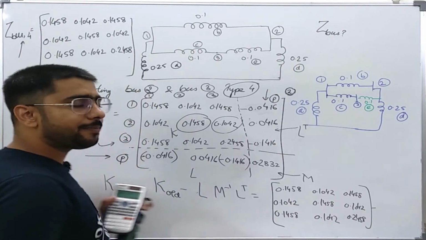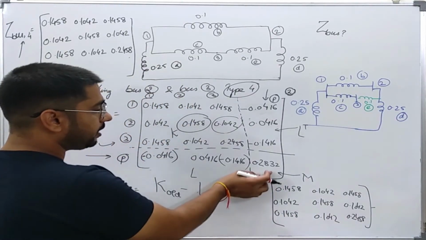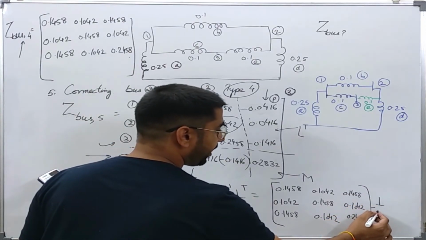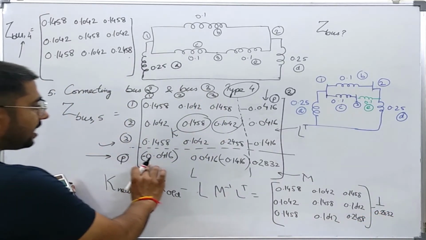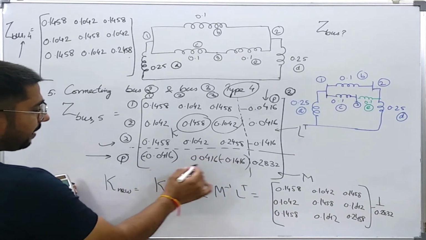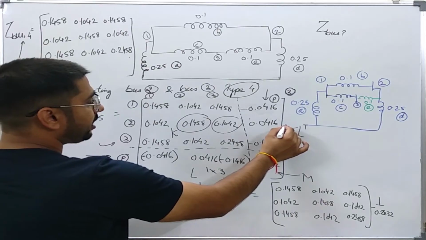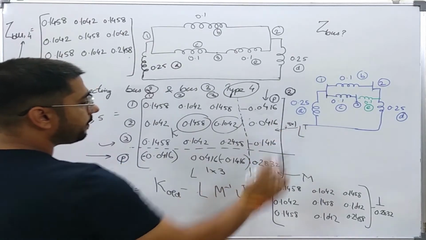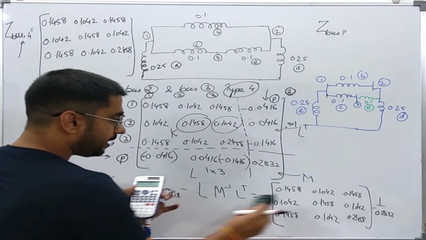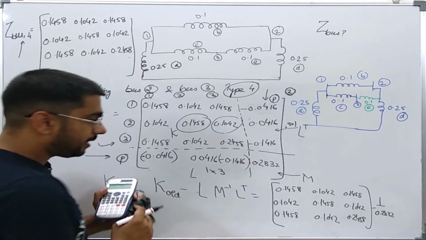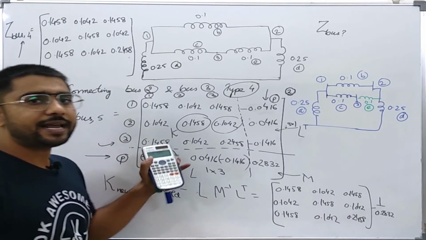For a single element matrix, inverse is just the reciprocal. So I will write it first here because it is just a single element. It will be 0.2832. And what is L? L is a 1x3 matrix. And what is L transpose? It will be a 3x1 matrix. Instead of writing it here, I will just erase this and write again, so that there is no shortage of space. That I will do in the next slide.